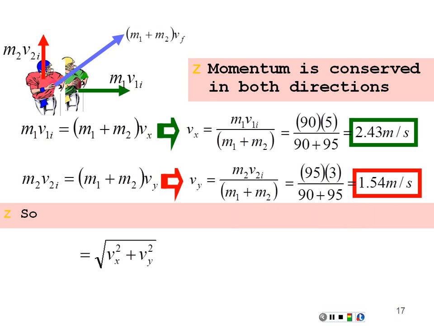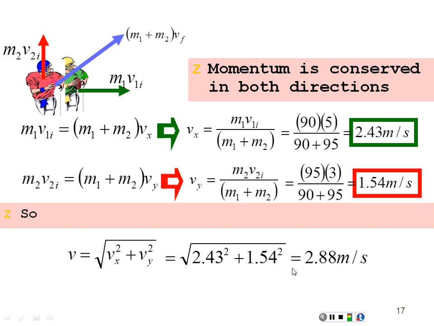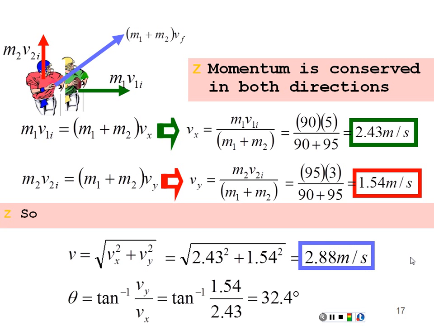So the magnitude of their final velocity, since these components are perpendicular, will be, by the Pythagorean theorem, the x velocity squared plus the y velocity squared, square root, which will give us 2.88 meters per second. And the angle that they go off at is the inverse tangent of the y component over the x component. Inverse tangent of 1.54 over 2.43, 32.4 degrees.